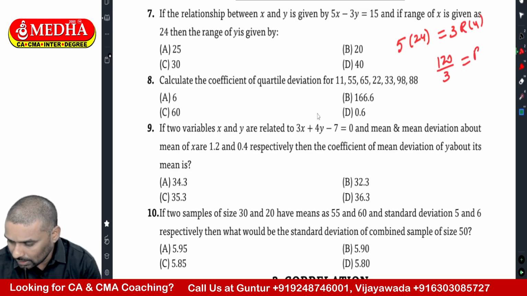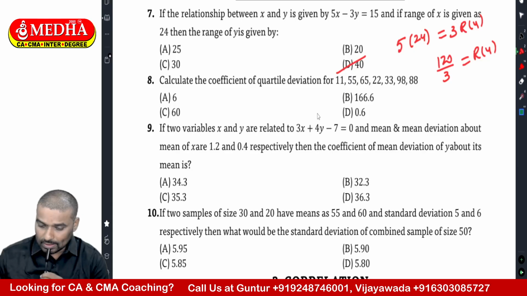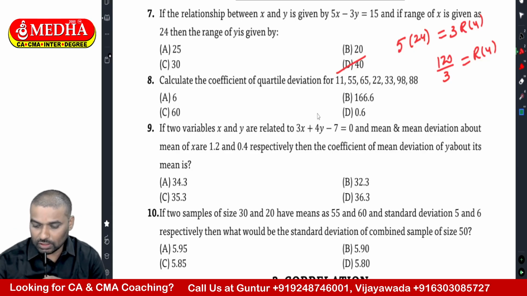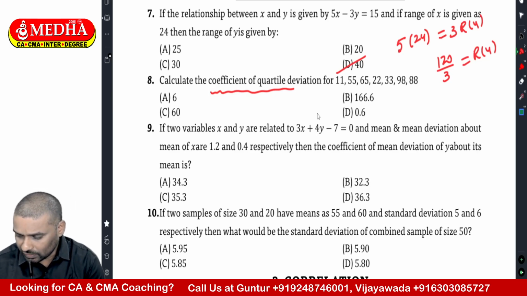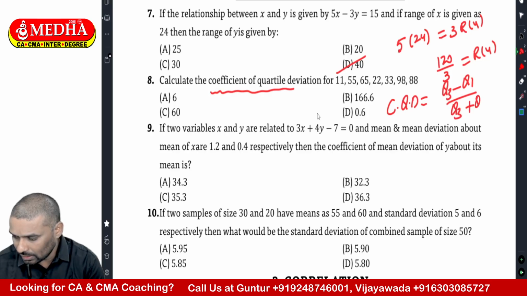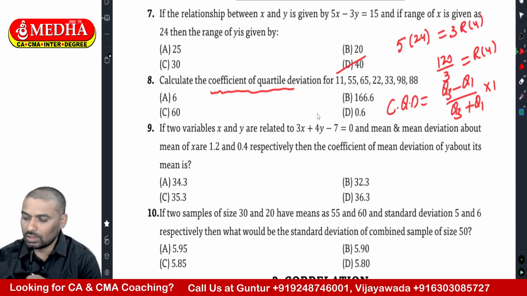120 by 3 is equal to range of y. Then range of y is 40. Option D is correct. Then next one, calculate coefficient of quartile deviation for the following data. The formula for coefficient of quartile deviation is Q3 minus Q1 divided by Q3 plus Q1 into 100.